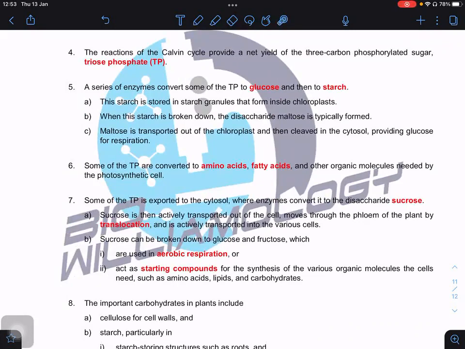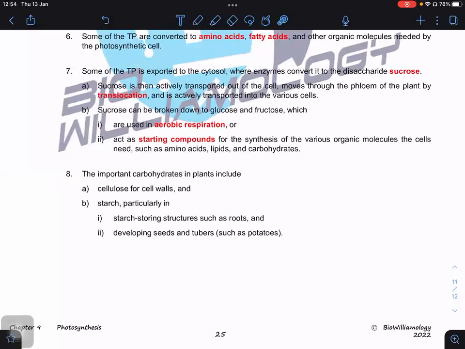So the reactions of the Calvin cycle provide a net yield of a 3-carbon phosphorylated sugar, which is TP. TP can be converted into glucose and also starch. Some TP can be converted to amino acids and fatty acids. Some TP can be exported to the cytosol, where enzymes convert it into sucrose, which is translocated from the leaf all the way to the root. At the roots, for example, sucrose can be broken down for aerobic respiration or become the starting compound to make various organic molecules. So what are the important carbohydrates in plants? For example, we know cellulose, and we have starch, which is particularly important in the roots and also the tuber, such as the potato tuber.